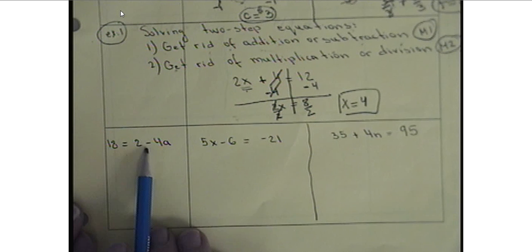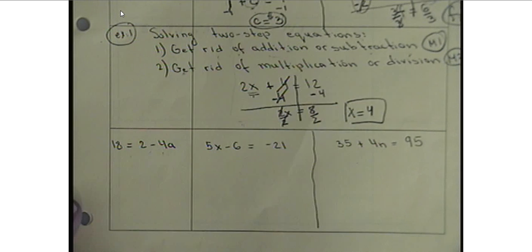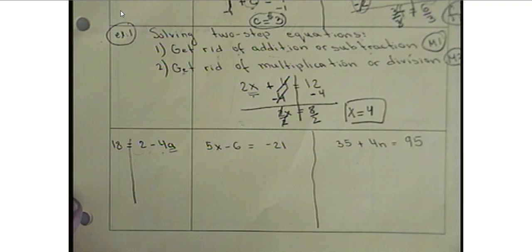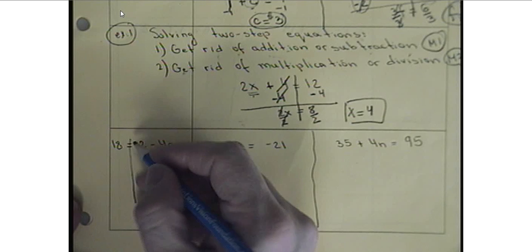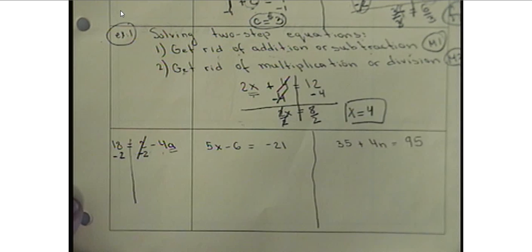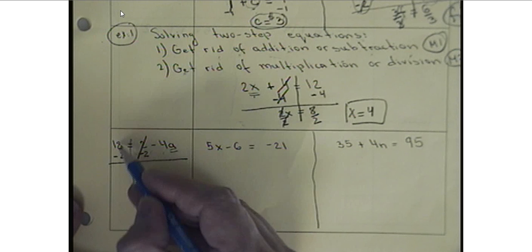18 equals 2 minus 4a. Here's what we're saving. So again, this is the first number that needs to be out. Cancel. This is positive 2, so we're going to subtract 2 from both sides. 2 minus 2 cancel. What do we have? 18 minus 2 is 16 equals negative 4a left.